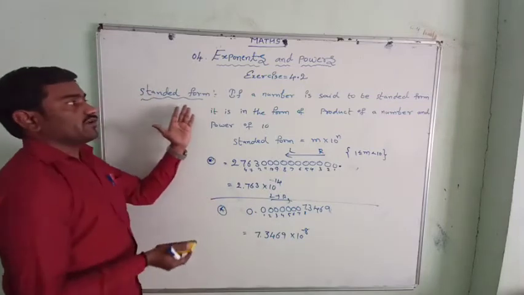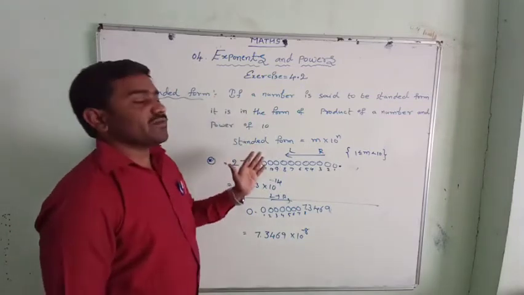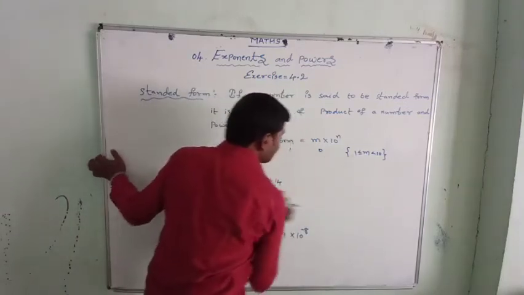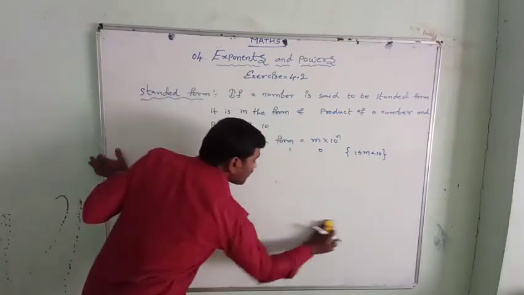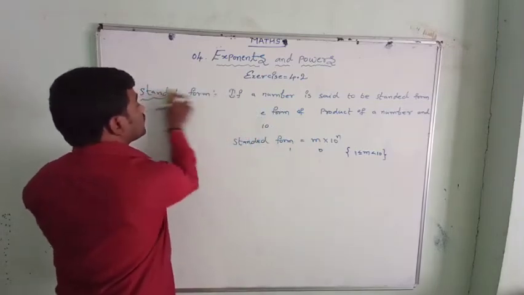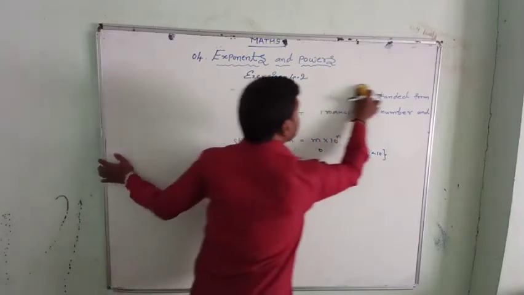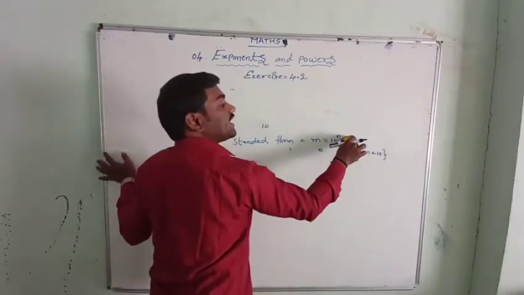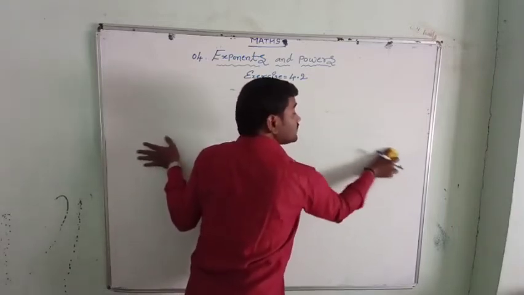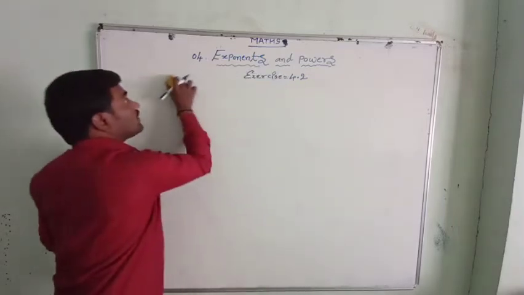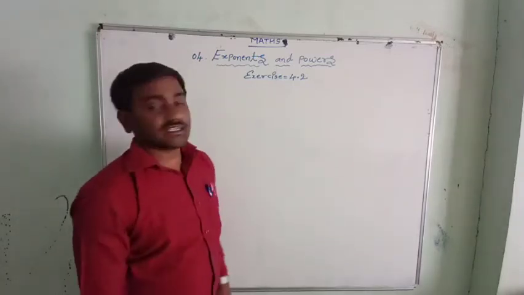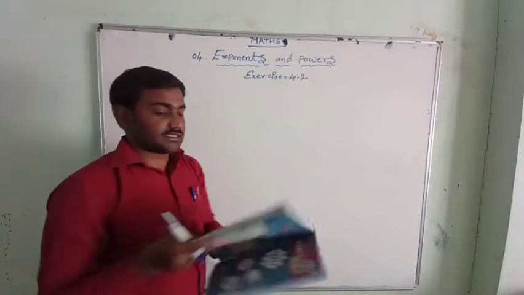This is the standard form definition that we must know. If a number is said to be in standard form, it should be in the form of a product of a number and a power of 10: m into 10 to the power of n. Here n is any exponent, and m is a number which is greater than or equal to 1 and less than 10. Okay, so let us directly enter into the exercise and solve the problems.